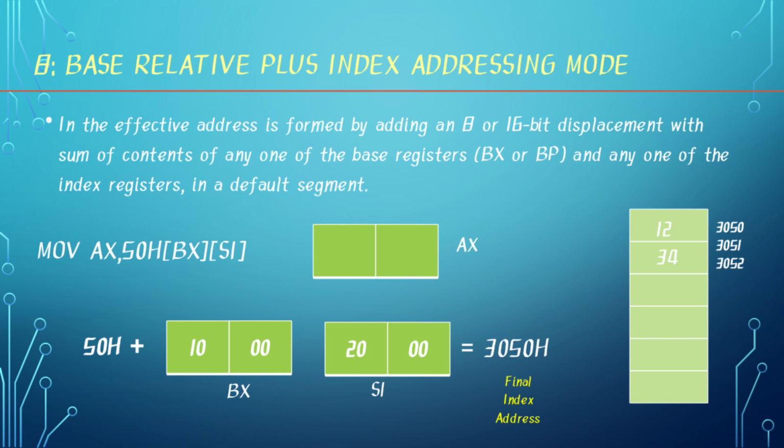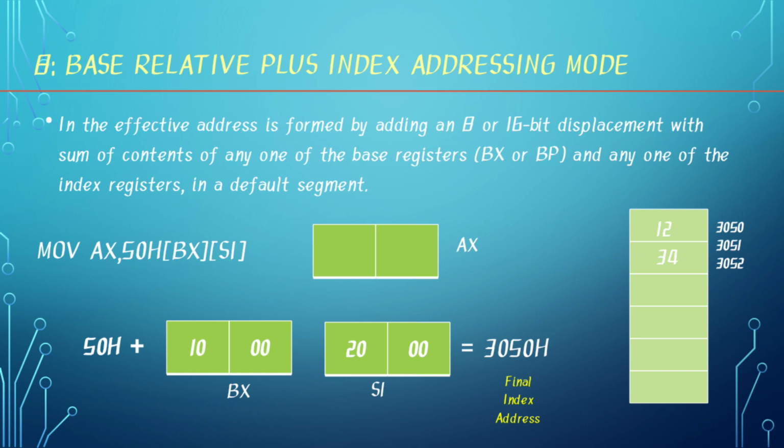Base relative means it has some displacement, a 16-bit or 8-bit displacement, which is added with the base register plus index register. For example, MOV AX, [BX+SI+50H]. Here BX has the address 1000 and SI has the address 2000. So both added make 3000. The 3000 is added with the displacement value 50H. So 3050H is the final address.